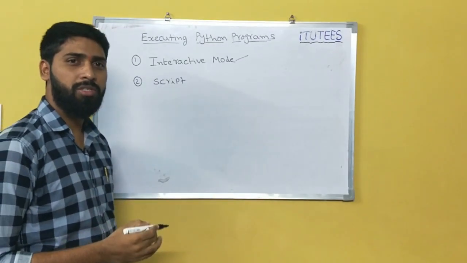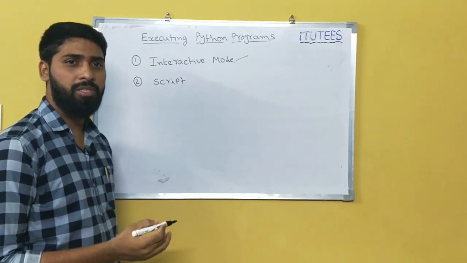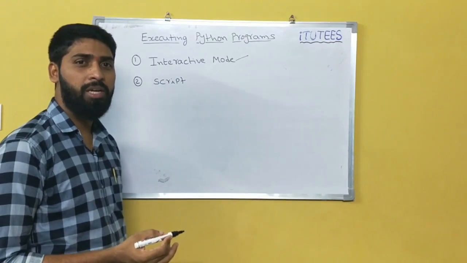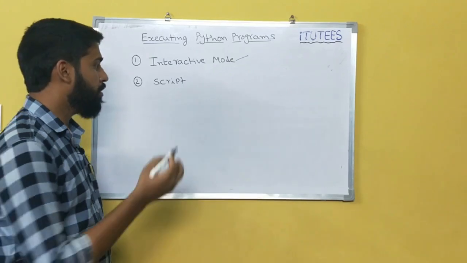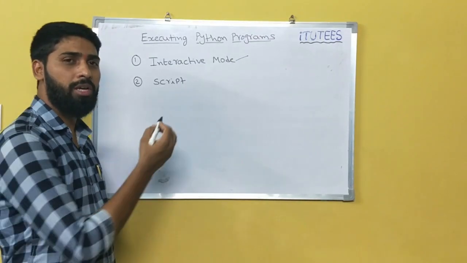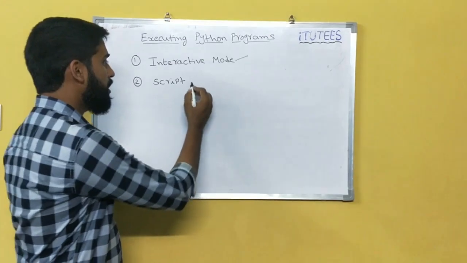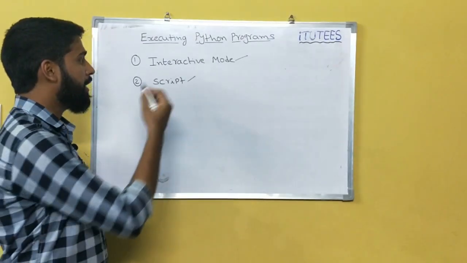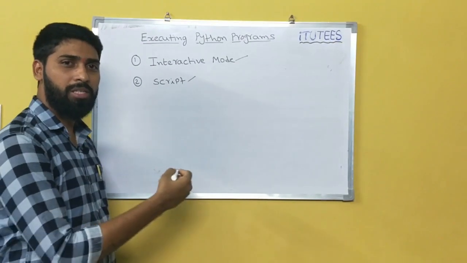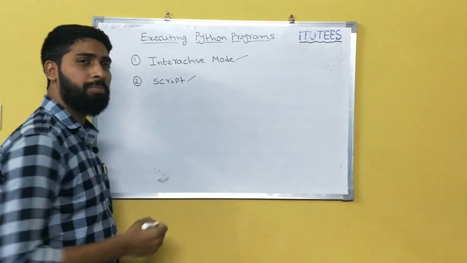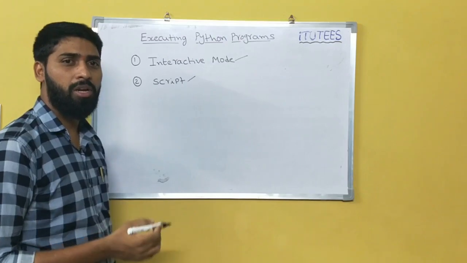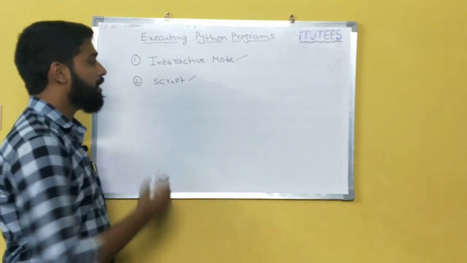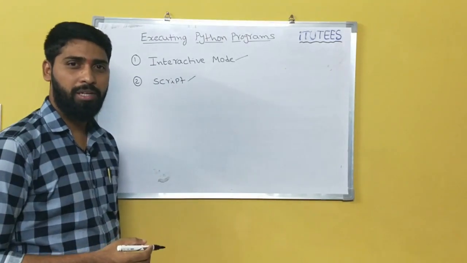In some situations, you can write a set of instructions to accomplish a task. In that case, you write all the instructions into one script and you can execute that script. That we call scripting mode. So interactive mode means you give each instruction one at a time, and in scripting mode you execute a set of instructions. Now we can see these practically.